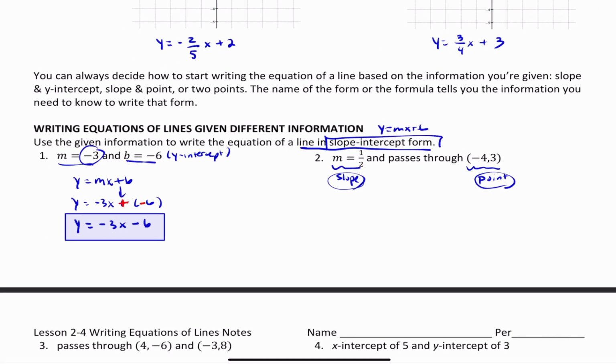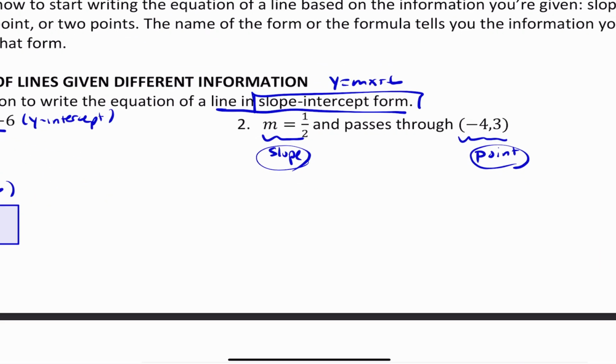Slope-intercept form, right? So I need to use the point-slope form, which again is y minus y1 equals m times the quantity x minus x1, okay? Let me go ahead and, because I didn't discuss this at the beginning, let me tell you what you need to do.